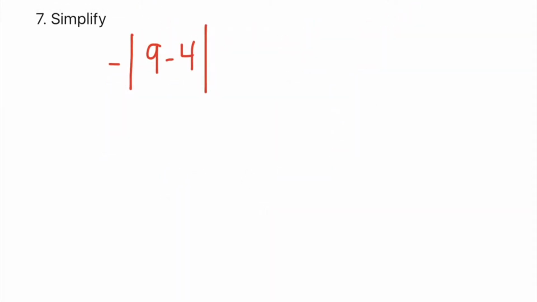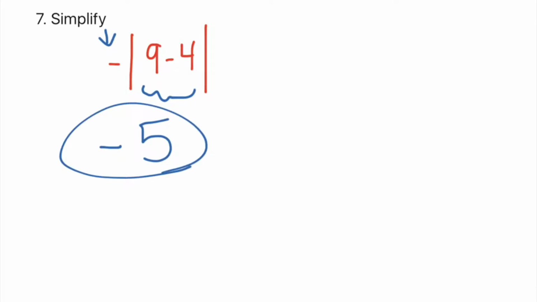Number 7, absolute value problem. So notice we have a negative on the outside of the absolute value, so that just stays there in our answer. And now we simplify within our absolute value. 9 minus 4 is 5. So your answer is negative 5.